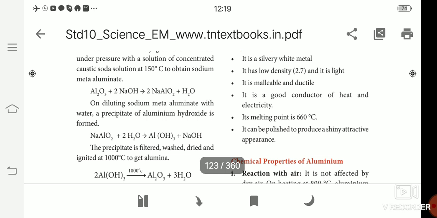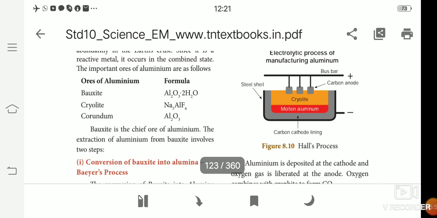So the bauxite is converted to Al2O3. In the next one, the electrolytic reduction of alumina is the Hall's process. The first one is the Bayer's process, conversion of bauxite into alumina. Then the Hall's process, electrolytic reduction of alumina. Aluminium is produced by the electrolytic reduction of fused alumina, Al2O3, in the electrolytic cell.